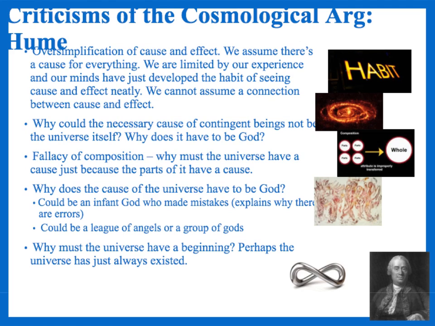He also argues, why do we have to appeal to a necessary being? Why could the universe not be the necessary cause for its own existence? Why does it have to be God? He also says, why does the cause of the universe have to be God? Could it not be an infant God who perhaps made a mistake and vanished? It could be a league of angels. So what he's doing there is really picking apart the fact that this is an inductive argument. Remember, it only leads to a probable or possible conclusion. Maybe we can think of alternative conclusions.